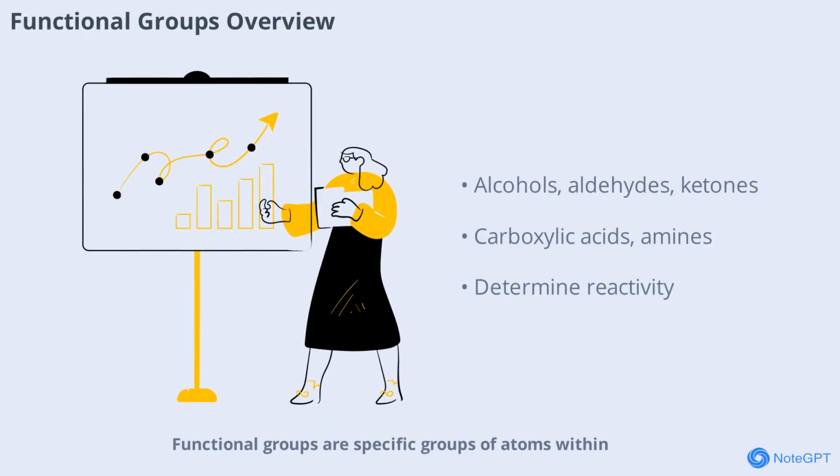Functional groups are specific groups of atoms within molecules that determine the chemical properties of those molecules. Common functional groups include alcohols, aldehydes, ketones, carboxylic acids, and amines. We'll introduce each group with clear diagrams and explain how they influence reactivity and naming. Mastering functional groups is essential for predicting reactions and understanding organic chemistry.